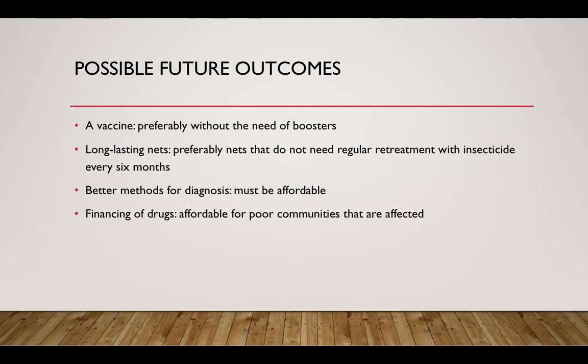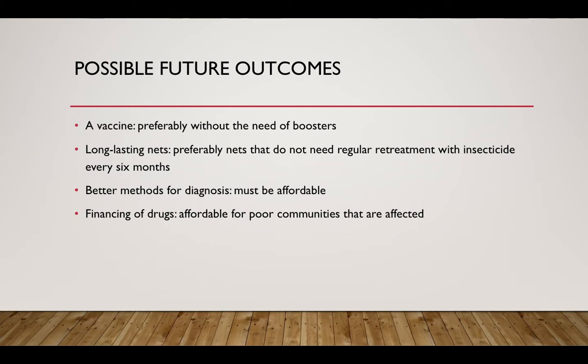Possible future outcomes: we could see a vaccine. Preferably, this vaccine will not require boosters. We could see better nets that help prevent malaria. Right now, the nets typically have to be retreated with insecticide every 6 months. So ideally, we would have long-lasting nets that do not require this retreatment.